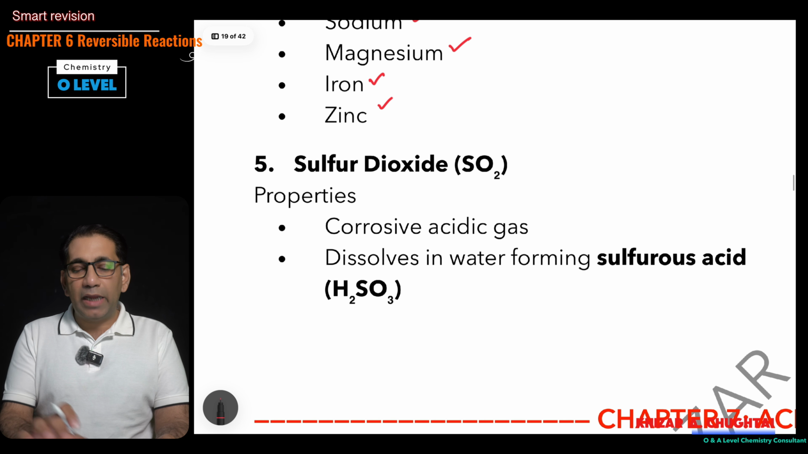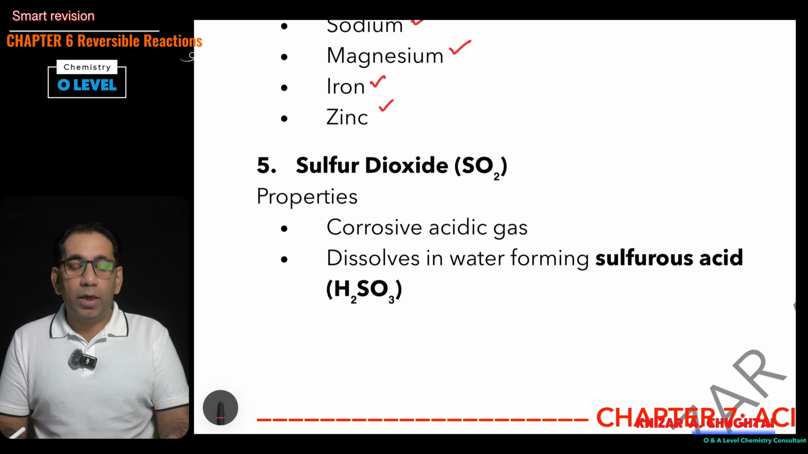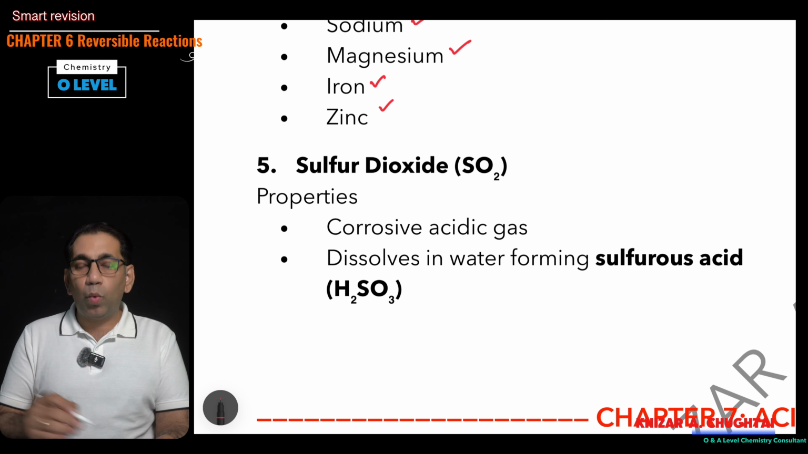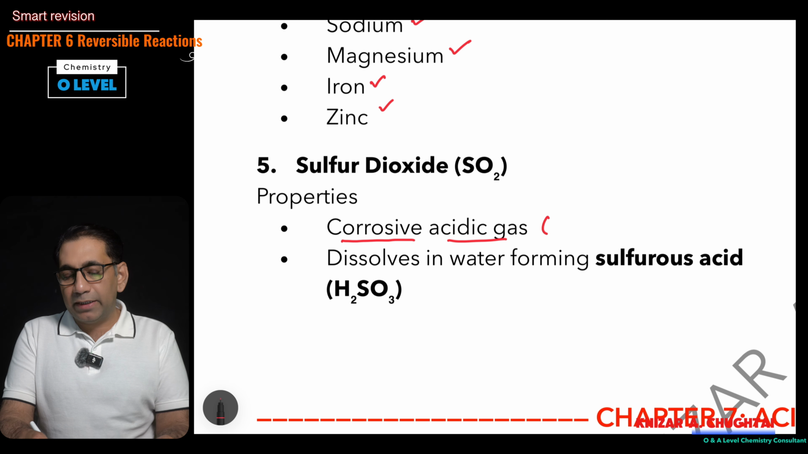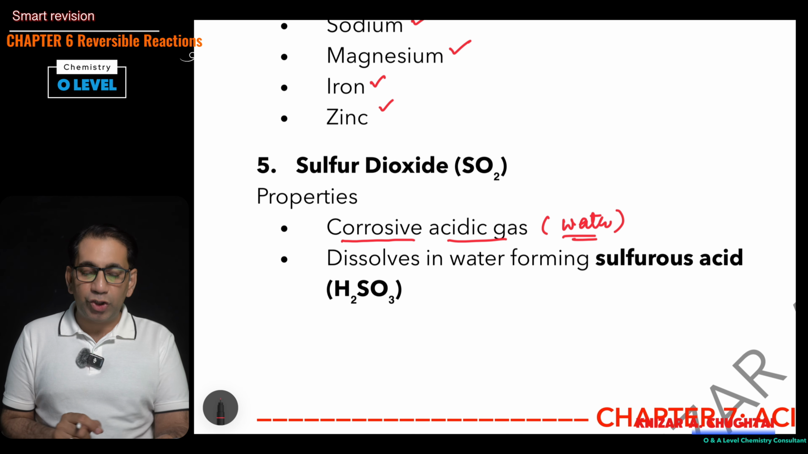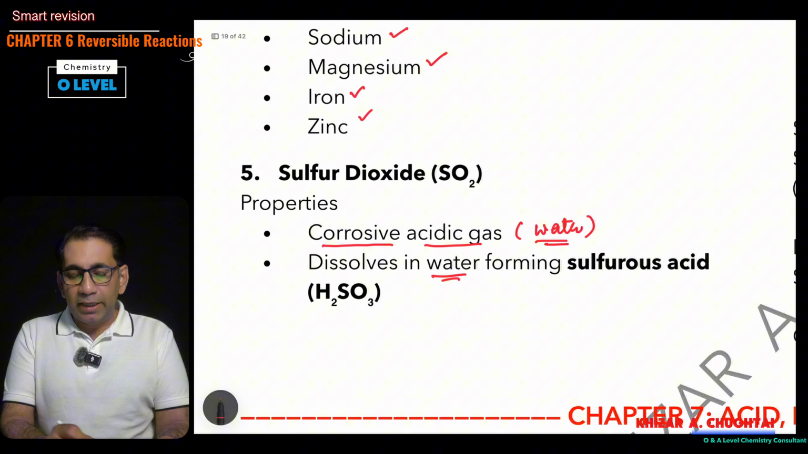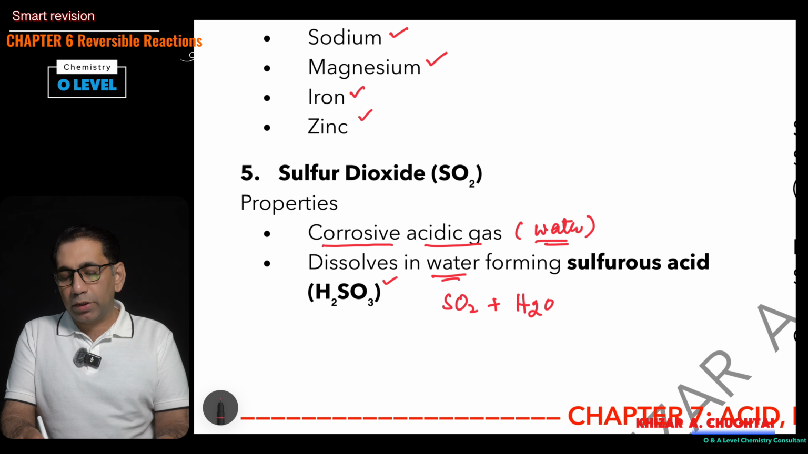Coming to the next one, I'm going to teach you the contact process. First of all, there is sulfur dioxide. What is sulfur dioxide? It is a corrosive, acidic gas when it is added into water. When it is in contact with moisture, it becomes corrosive. On dissolving in water, this SO2 gas becomes sulfurous acid. SO2 gas reacts with water to make H2SO3.